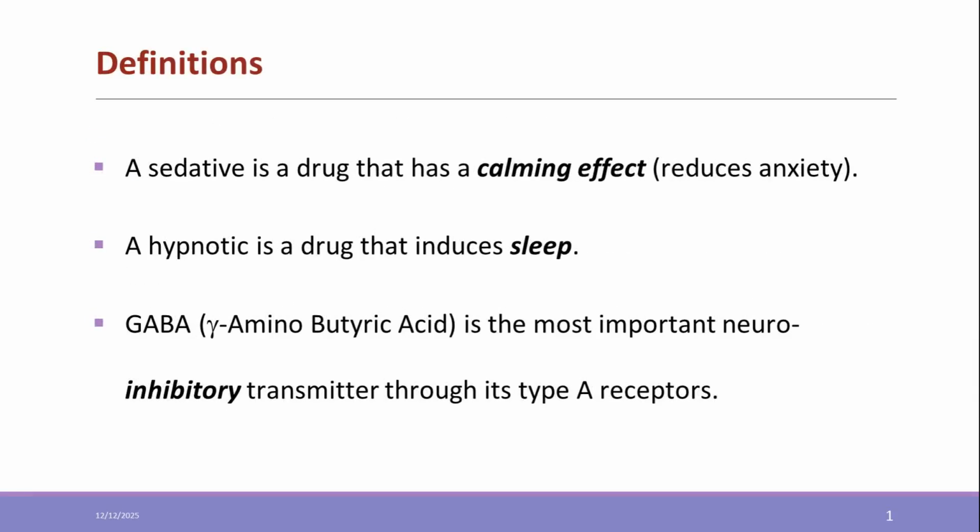A sedative reduces anxiety and calms the patient, while a hypnotic induces sleep. The distinction is not absolute. Most sedatives become hypnotics at higher doses. The majority of these drugs exert their effects through GABA, the most important inhibitory neurotransmitter in the CNS, acting primarily at GABA-A receptors.